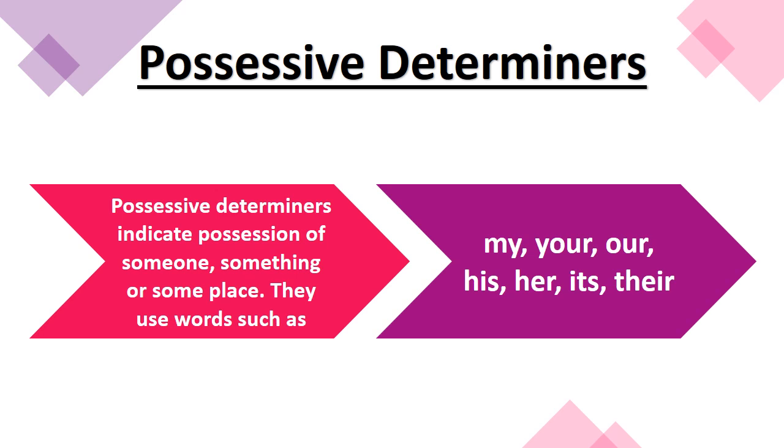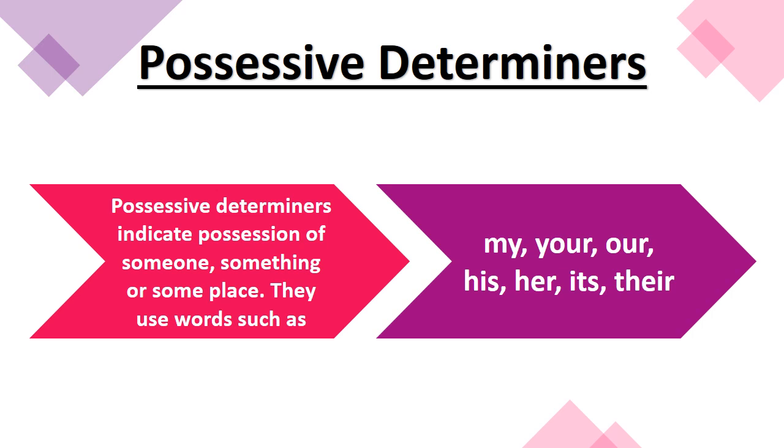Now, what are possessive determiners? Possessive determiners indicate possession of someone, something or some place. Possessive determiners tell us who this thing belongs to, who owns it, who is its owner. They use words such as my, your, our, his, her, its and their.